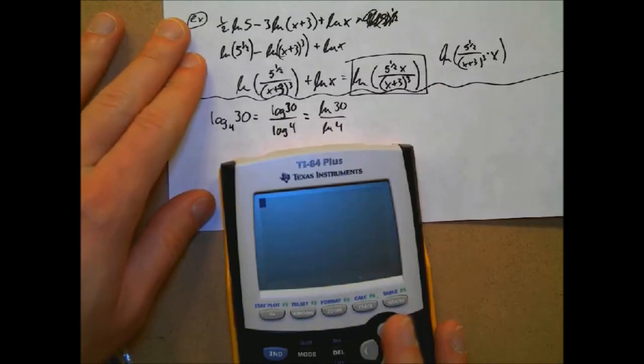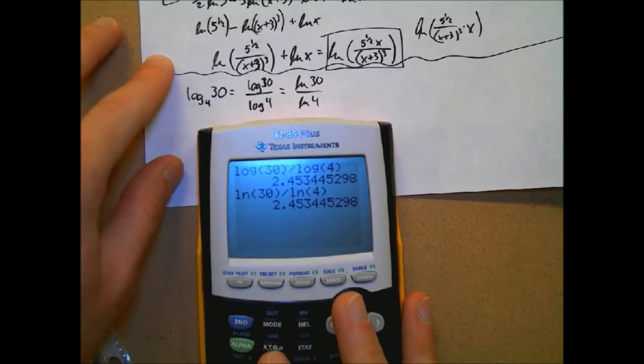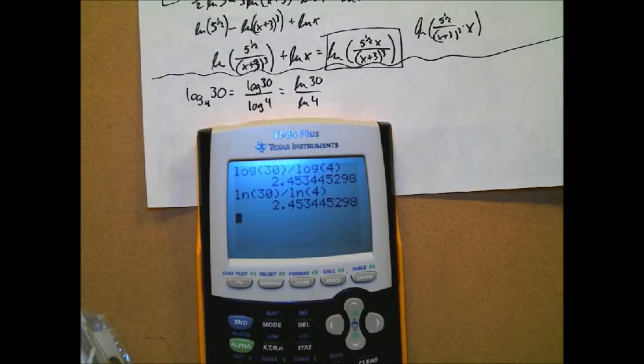We end up with log of 30. Make sure you close that parenthesis, though. Otherwise, you're going to get the wrong answer. Or you can do natural log of 30. You see, you get the same exact value. So that's the change of base. That allows us to convert into a different base here.